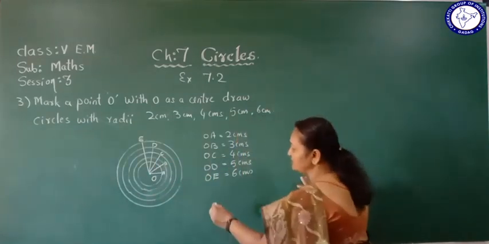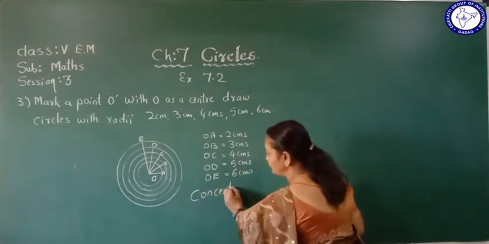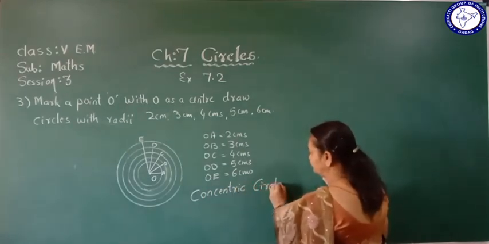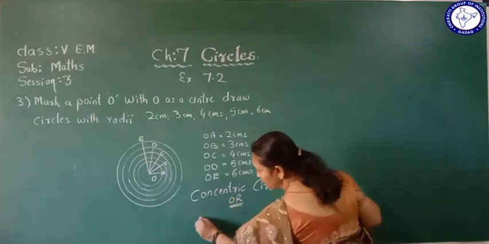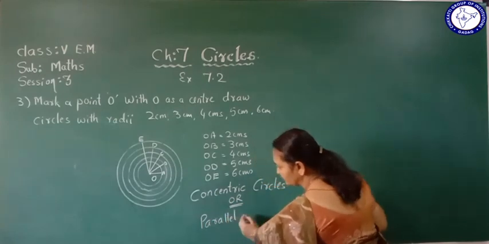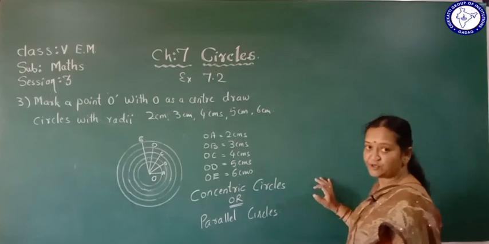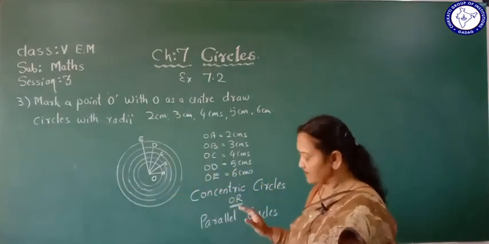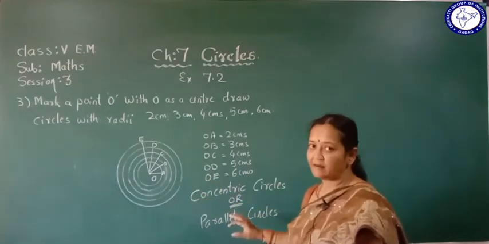They are called concentric circles, or we call them parallel circles. Thus understood, the name of such circles are concentric circles. They are concentric circles, or we call them parallel circles.